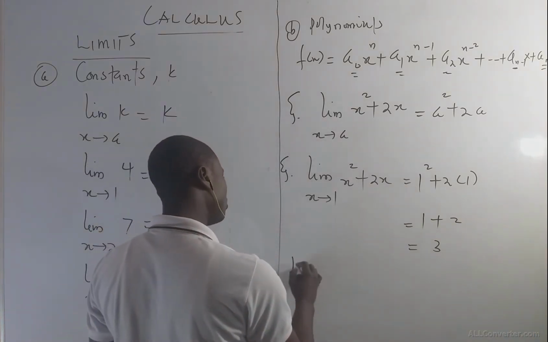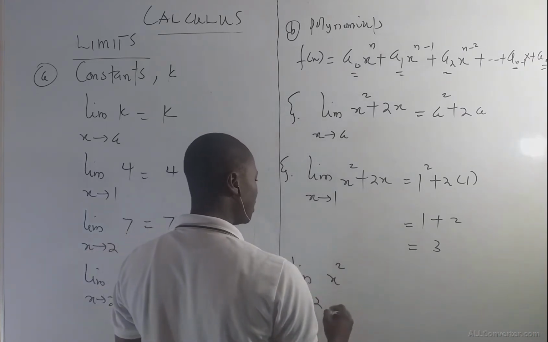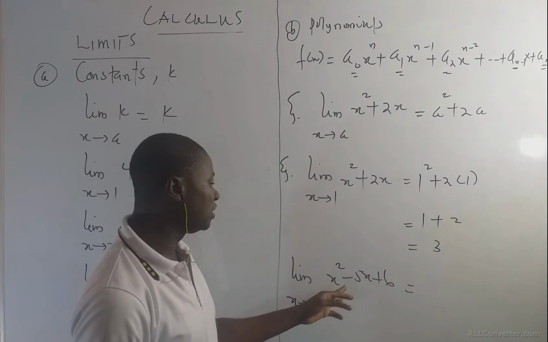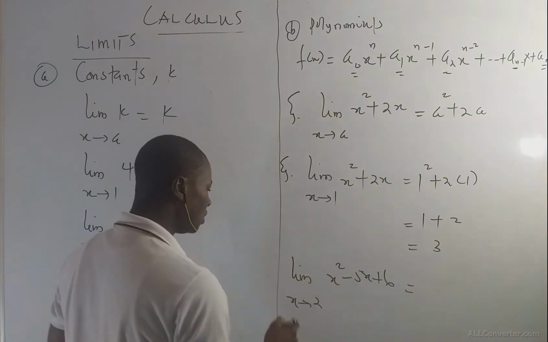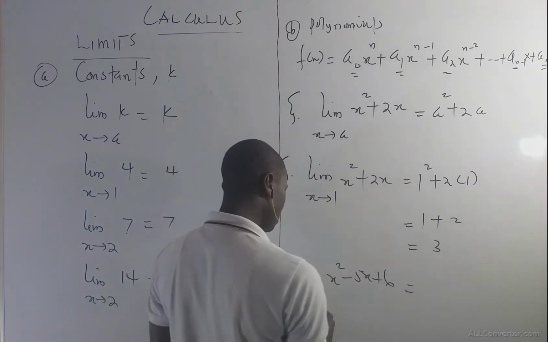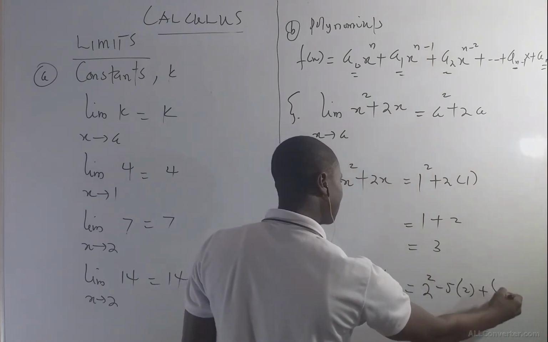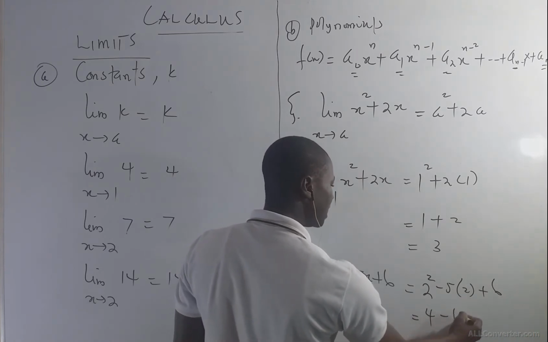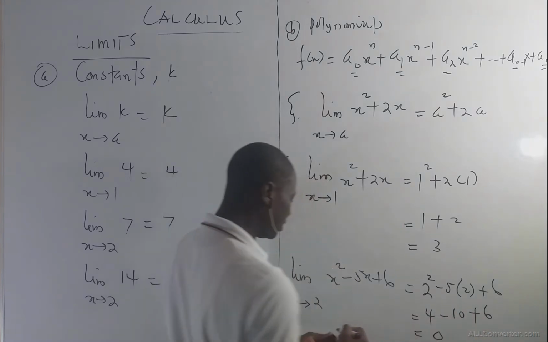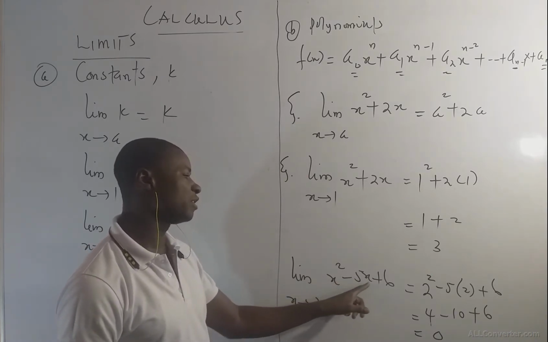So that's how we find the limit of polynomial functions. Let's say we have the limit as x approaches 2 of x squared minus 5x plus 6. This is also a polynomial function and it's quadratic because the degree of the x is 2. So it will be 2 squared minus 5 times 2, plus 6. And 2 squared is 4, minus 10, plus 6. Don't forget that 4 minus 10 is minus 6, and minus 6 plus 6 gives us 0. So the limit as x approaches 2 of the polynomial function x squared minus 5x plus 6 gives us 0.